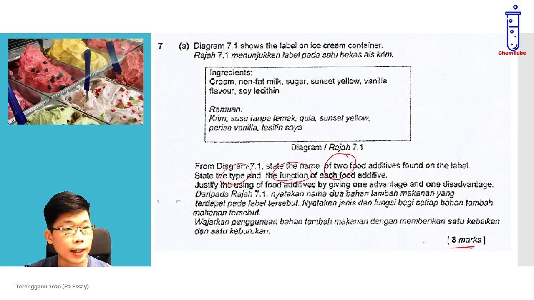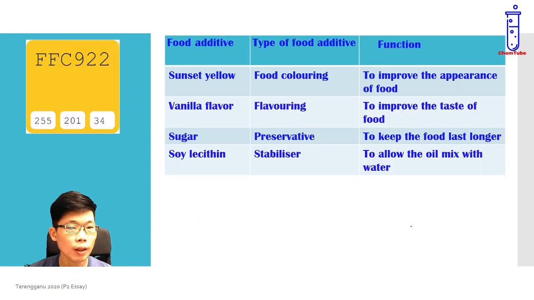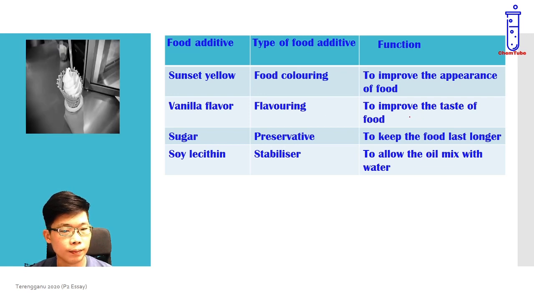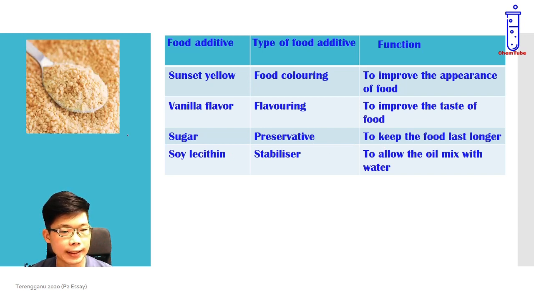So how do we present our answer? You can write your answer in a table form like this. For example, sunset yellow is a food coloring, yellow color. The function is to improve the appearance of the food. Second one is the vanilla flavor, a flavoring to improve the taste of the food. Sugar is a preservative to keep the food last longer. And finally soy lecithin is a stabilizer to allow the oil to mix with the water.